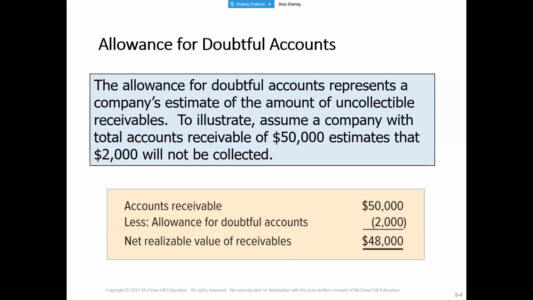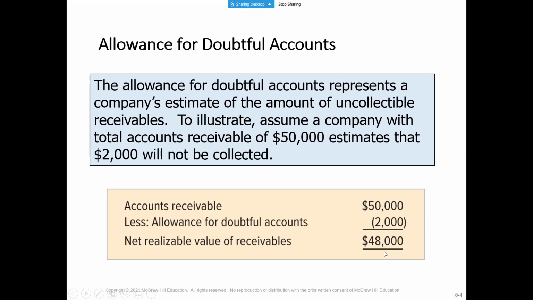So accounts receivable, we believe that out of 50,000, 2,000 will not be collected. How that would be presented on the balance sheet is as follows. We present the full balance of accounts receivable, and the partnering account, which is a contra account. So the balance of this allowance for doubtful accounts is going to be contrary, or basically the opposite sign of the accounts receivable.